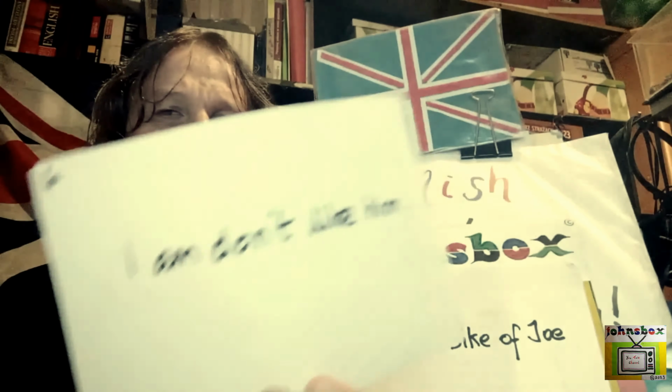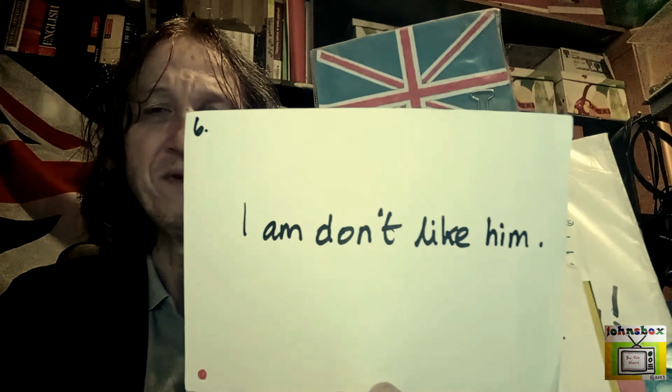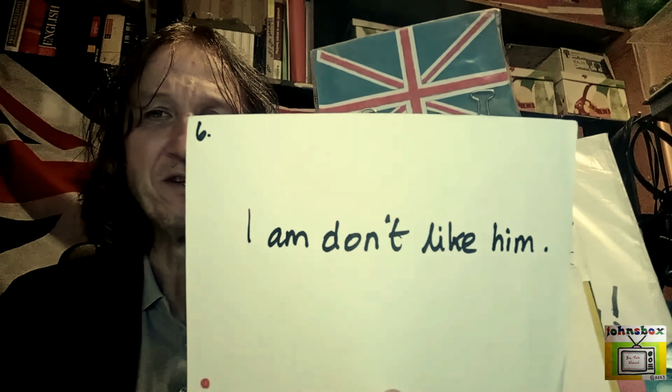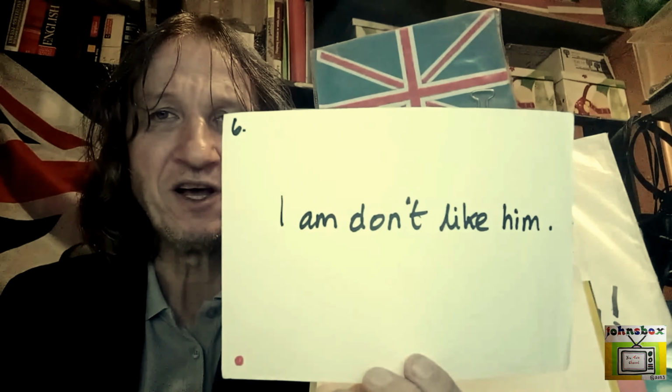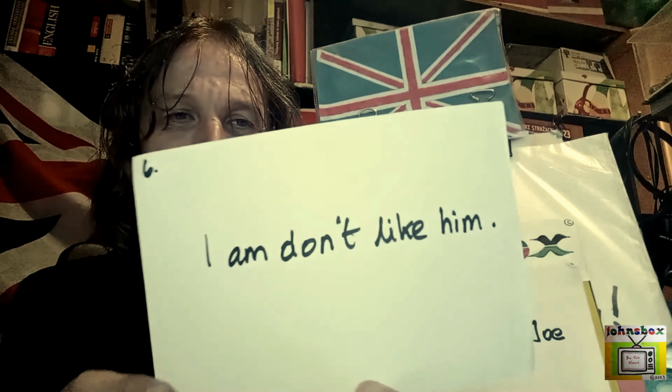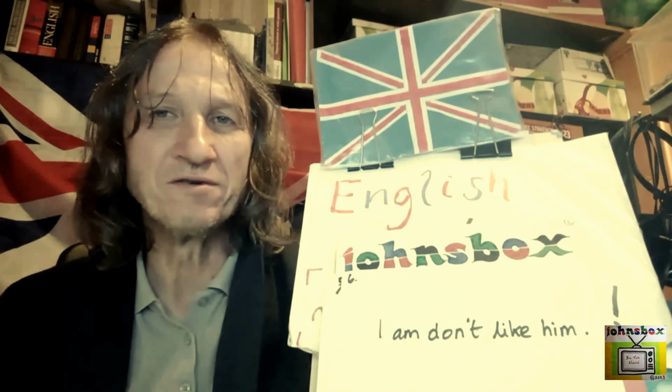Sentence number 3, which is I am don't like him. You've got 2 auxiliaries here, am from be and don't from do. We need to use only one. This is not a be sentence, we've got an active verb, so the correct answer here is I don't like him. That's sentence number 3. Let's move on now to sentence number 4.